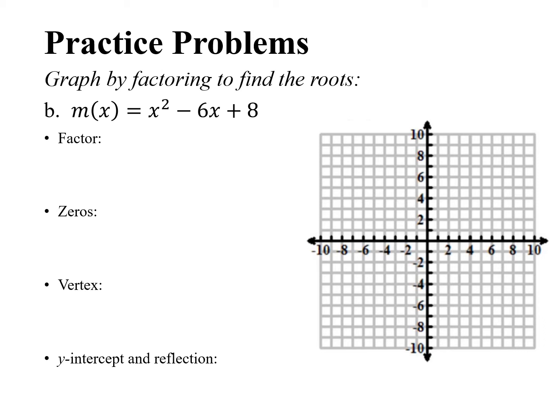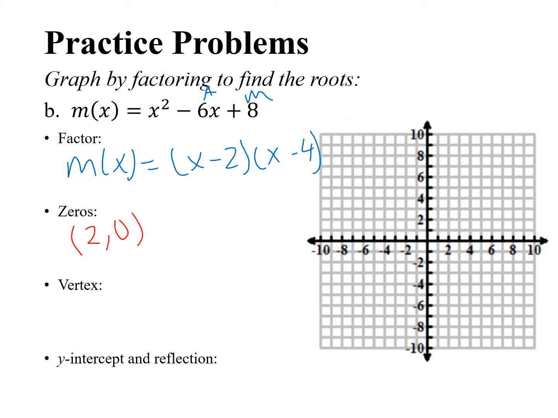When I factor this out, I should find that my factored form looks like m of x equals x minus 2 times x minus 4. -2 times -4 multiply to give me positive 8. -2 plus -4 add up to give me that -6. That means that my zeros of the function are when x is 2, y is 0, and when x is 4, y is 0.